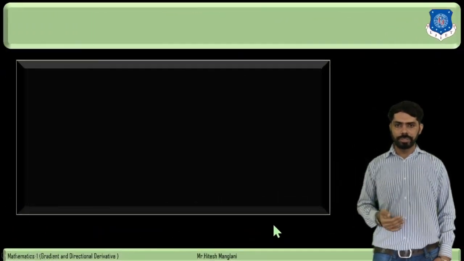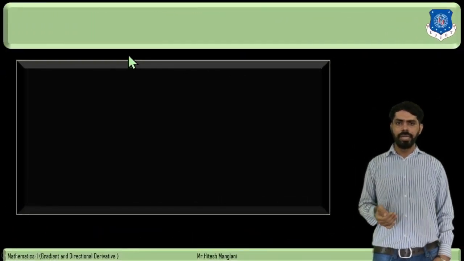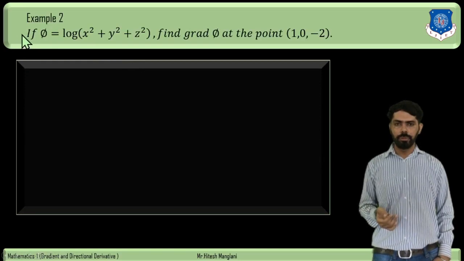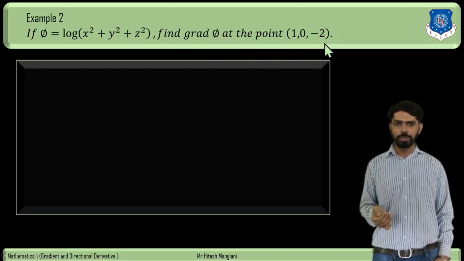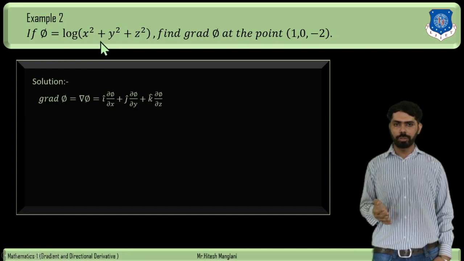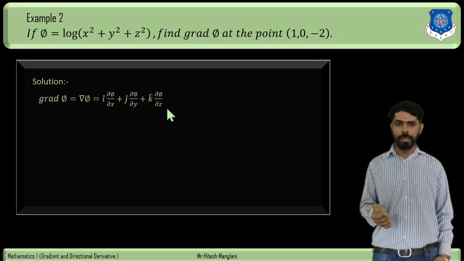Now let us discuss second example, that is if phi is equal to log of x square plus y square plus z square, then find grad phi at the point 1, 0, minus 2. So here phi is equal to log of x square plus y square plus z square. So we know how to find gradient phi. So grad phi is defined as i del phi by del x plus j del phi by del y plus k del phi by del z.